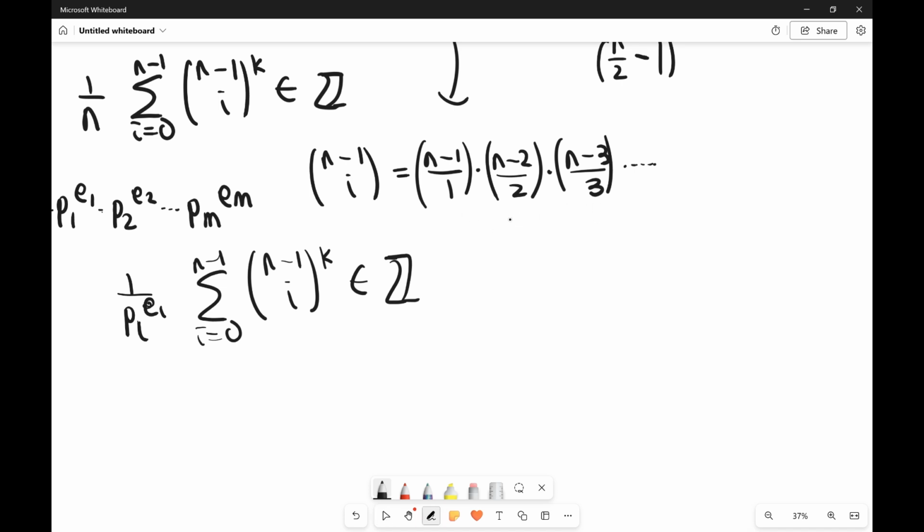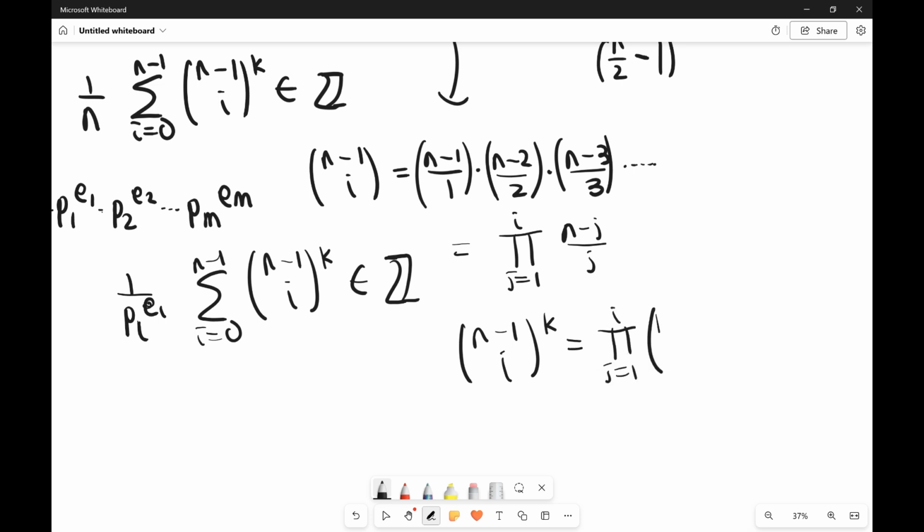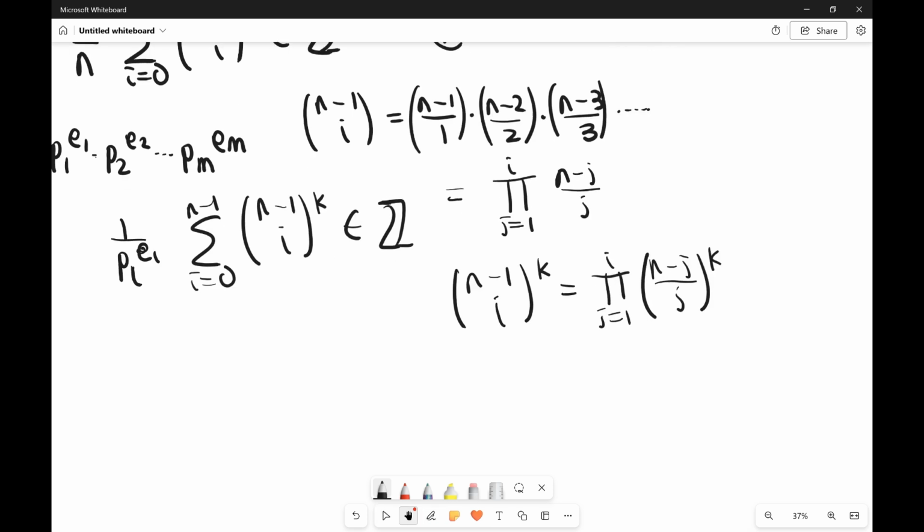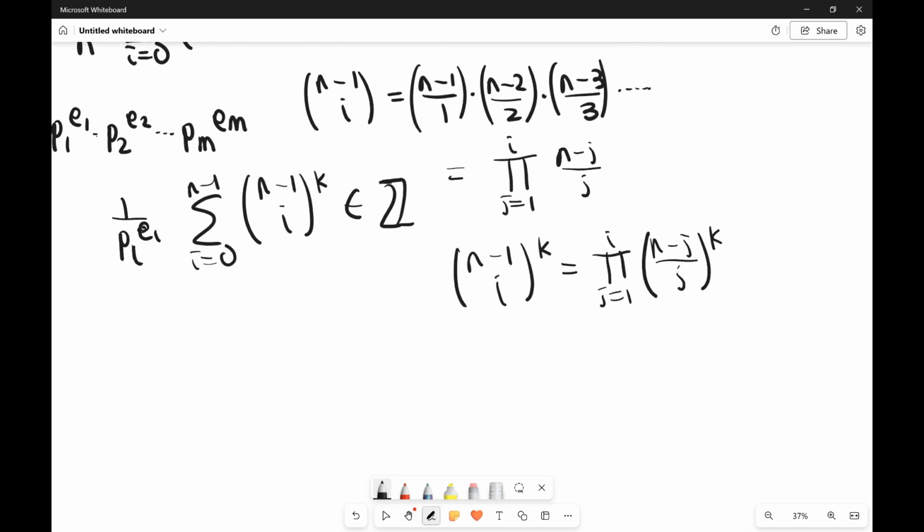And in order to make this more concrete, we write this as the product from j equals 1 to i of n minus j over j. And then we should exponentiate both sides to the power of k, which is equal to the product of j equals 1 to i of n minus j over j to the power of k. And now we want to figure out what this is mod p_l to the e_l.